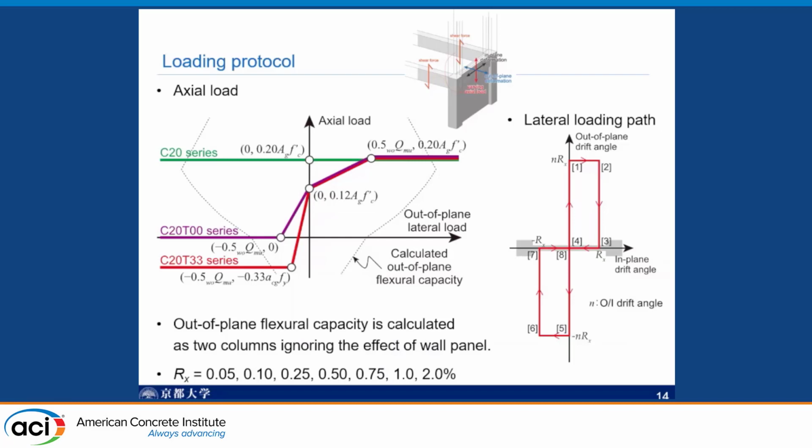This means the service load, and then the axial load is increasing up to 0.2 Ag f'c, and then the axial load is now constant. And this is the compression side. And on the tension side, we have two routes. One is to zero axial load, and the other is the tensile axial load, defined by the ratio to the tensile force in the reinforcement.